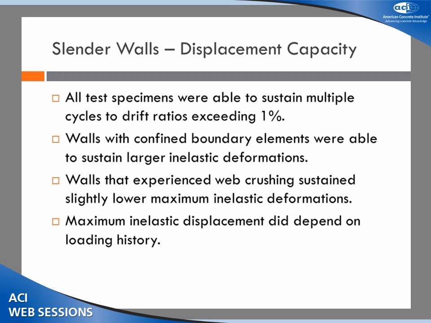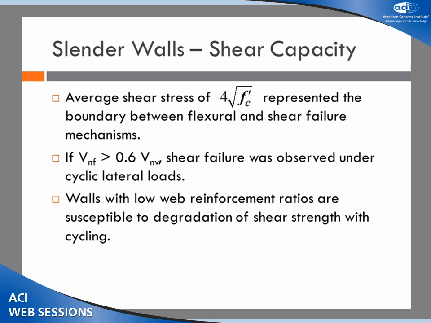The walls that failed in shear experienced web crushing. They had slightly lower maximum inelastic deformations, but they still went into the inelastic region. And as I noted, the inelastic displacement did depend on the loading history, which makes it difficult for designers to decide what is definitely needed, because you don't know the loading history in advance. In terms of the shear capacity, this average shear stress, which is the maximum force resisted by the walls, the boundary between the flexural and the shear failures was right around 4 root f prime c.